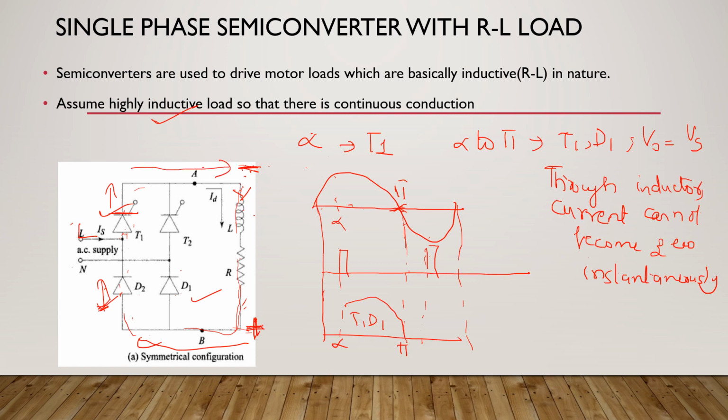So what is happening here is that from the instant pi to pi plus alpha. Now at pi plus alpha, what is happening? You're going to be firing T2 again. So T2 and D2 will come into conduction like before. But from pi to pi plus alpha, we have the combination of T1 and D2 conducting. And this phenomenon is called freewheeling. Now what is freewheeling? Let's again see this in detail.